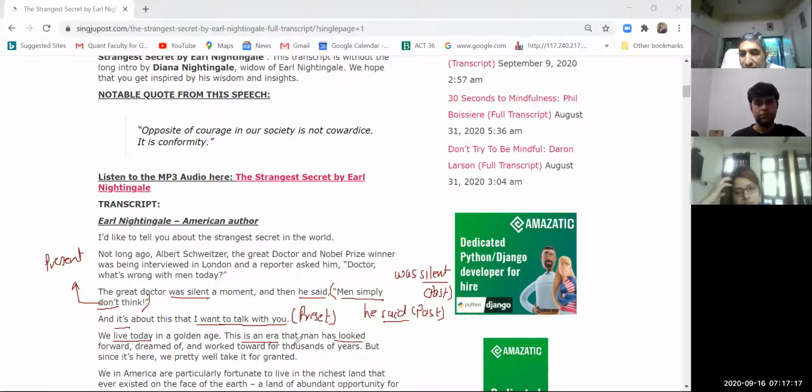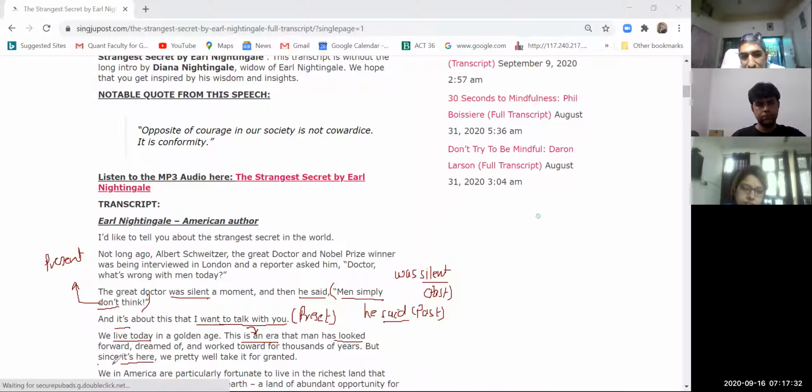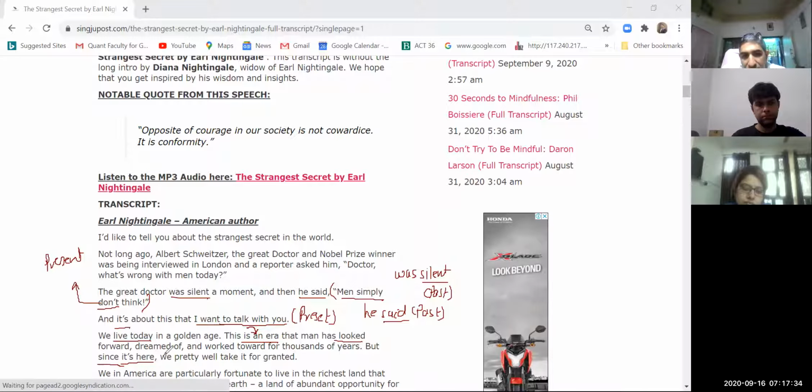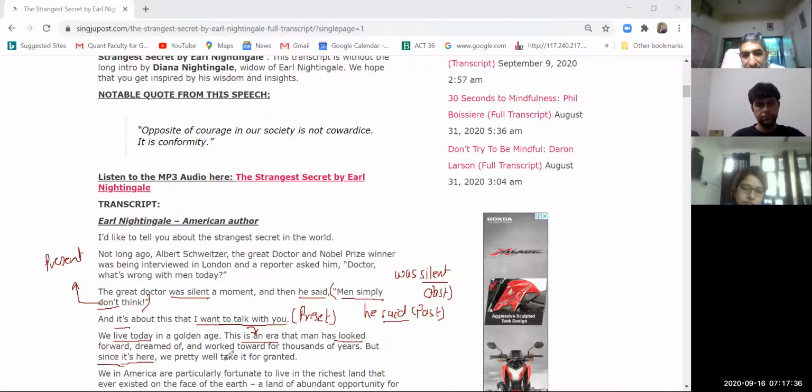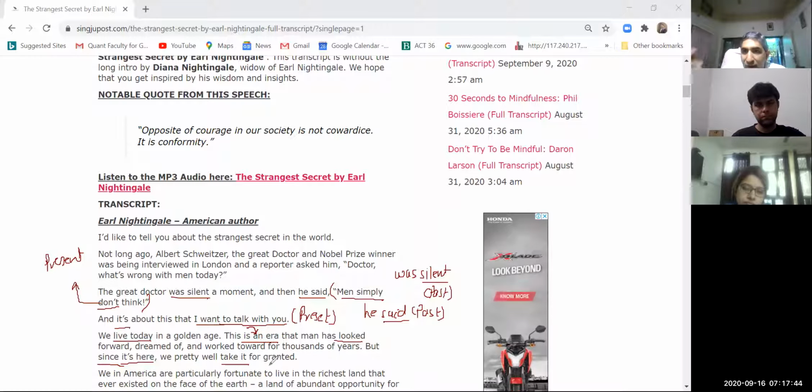The first verb determines the whole sentence. "This is an era." Since he's saying "this is an era," this whole thing is in present tense. Again, "it is here," right? "Is" is the verb. "Since it is here, we pretty well take it for granted." "Take" is again present tense, and "is here" is again present tense. So this whole sentence is in present tense. Like this, you will read the whole of the script.